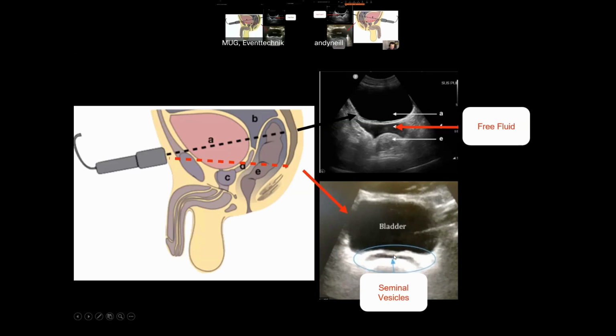If you angle too deeply into the pelvis, so if you've got the probe like this and you bring the tail all the way up, so you're angling heavily down into the pelvis, you'll start seeing false positives in seminal vesicles. Again, once you've seen it a few times, you won't mistake it.